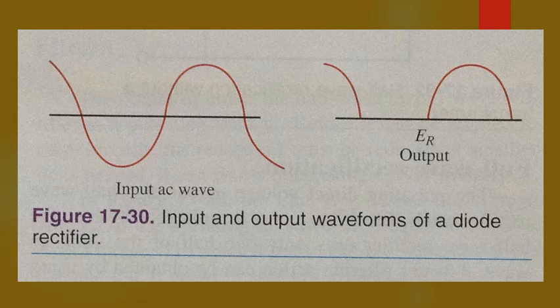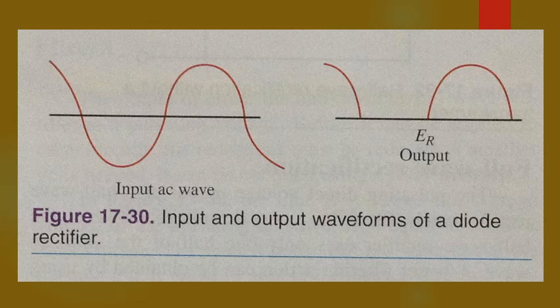It is shown to the right in figure 17-30. The output of this circuit consists of pulses of current flowing in only one direction and is at the same frequency as the input voltage. The output is a pulsating direct current. Only one half of the AC input wave is used to produce the output voltage. This type of rectifier is called a half-wave rectifier.